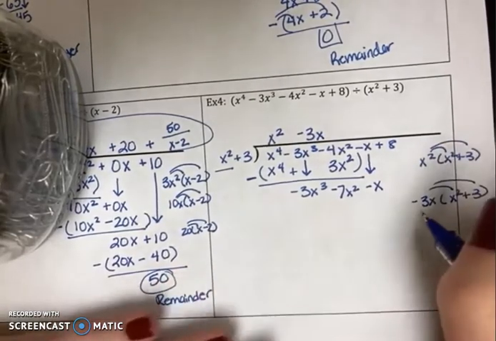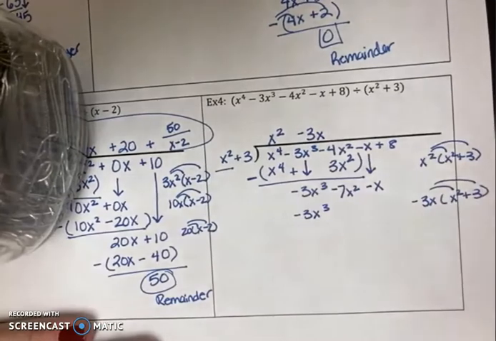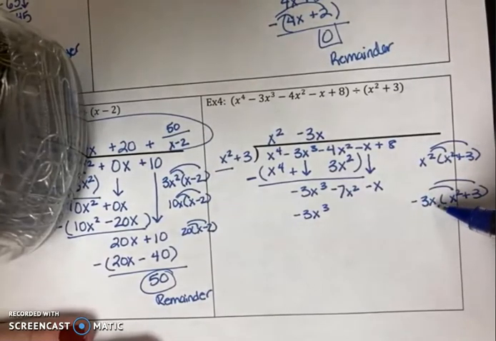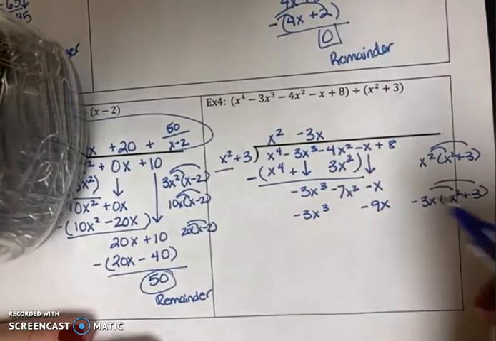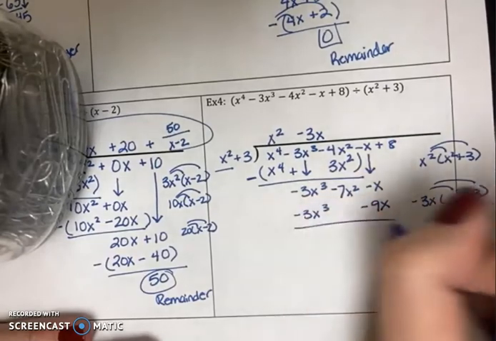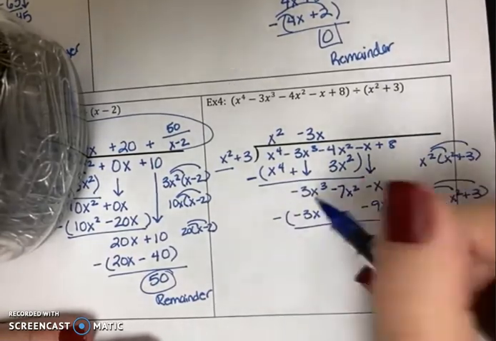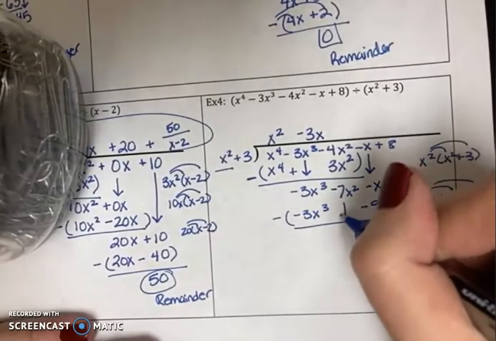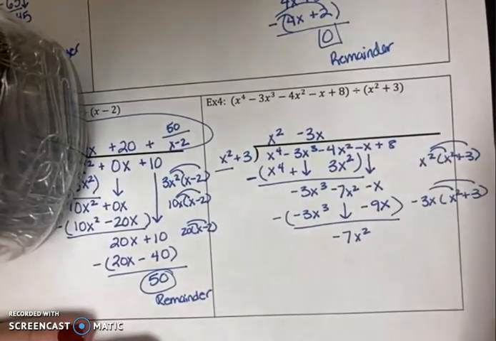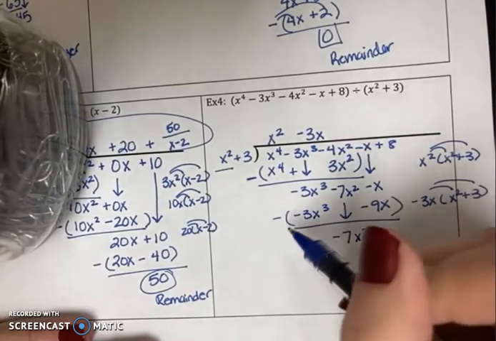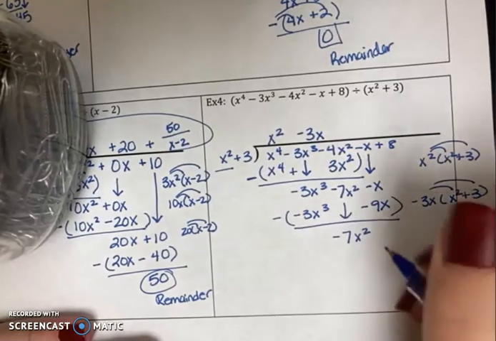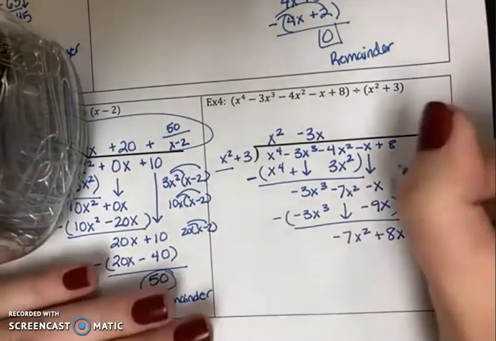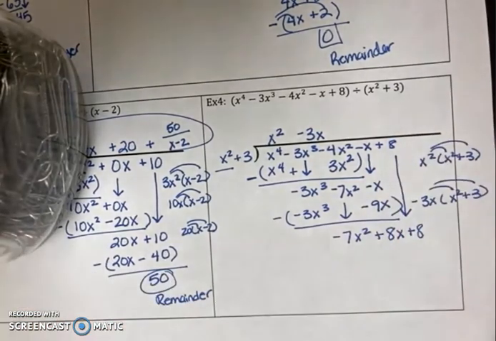When I distribute this, I get that negative 3x cubed that I wanted, but then I get a negative 3x times a positive 3, which is a negative 9x. Notice how I lined up my x's together. So I'm subtracting this expression, so these are going to cancel out. I'm bringing down the negative 7x squared, and then I have negative x minus a negative 9. So negative 1 plus 9 is a positive 8x. Bringing down the 8. Take a look at the next video for me to continue example 4.